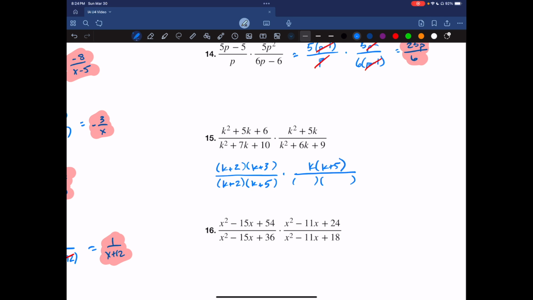On the last one, I got k plus 3 times 3 is 9, and it adds to 6, so 3 and 3. Let's get rid of what I can. I got plus 2, plus 3, plus 3, plus 5, plus 5. And I'm left with k over k plus 3. So all of this junk simplifies to something as simple as that.